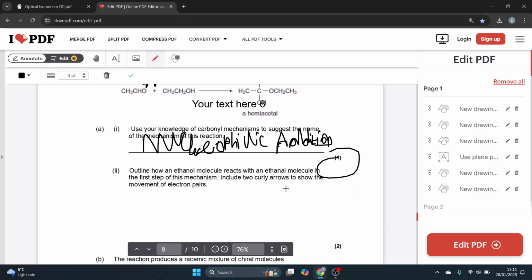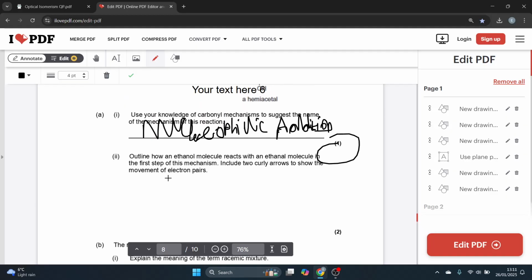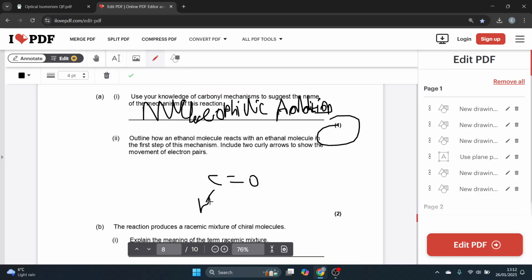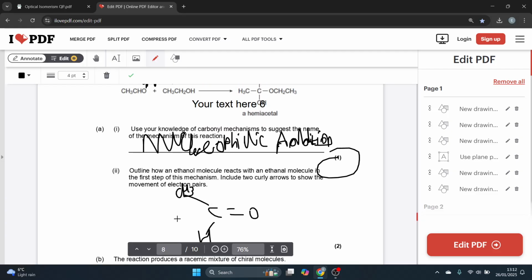Part 2, outline how an ethanol molecule reacts with an ethanal molecule in the first step of this mechanism. So I've got this, we've got CH3, CH2, bond to the OH, lone pair of electrons, just like any other mechanism, goes to the carbon, transfer electrons to here, and then it bonds to a H plus, and you know how the deal goes. That's partially positive, partially negative. You don't need to show that though, I don't think.